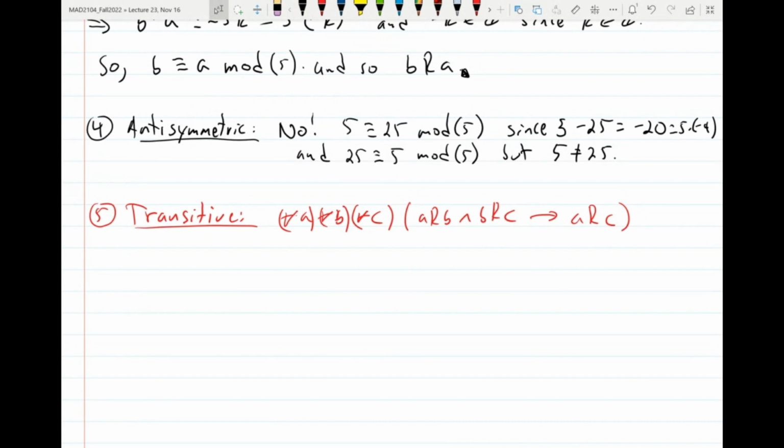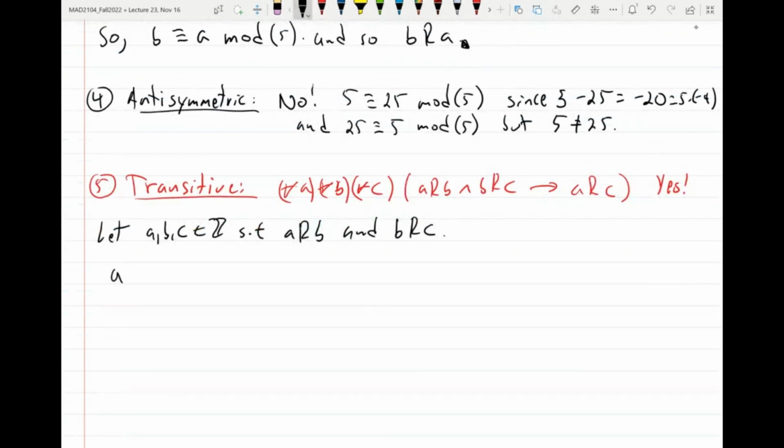All right? So let's say yes, it's transitive. So let A, B, C be integers such that A is related to B and B is related to C. Our goal is to show that A is related to C. In other words, A minus C would be a multiple of 5. This is our goal. All right, let's see. If A is related to B, that means that A minus B equals 5k, I'm going to call it k1, for some integer k1. Yes?